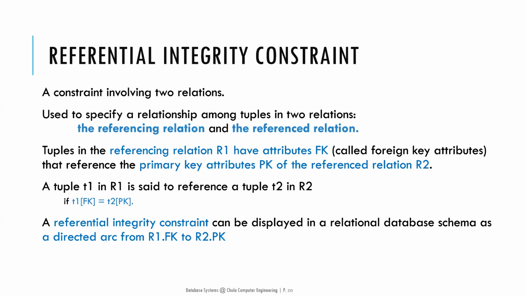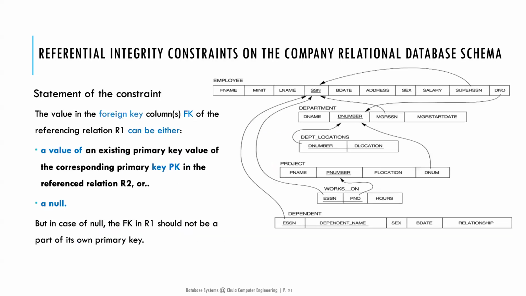To relate the two relations, one must have the primary key, and the other one referencing it is called the foreign key. You'll see more examples on the next slide. In the referential integrity constraint, we display it using a line to connect the two relations. You can see it here.